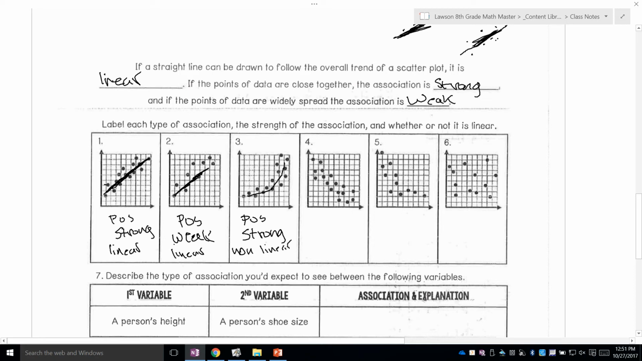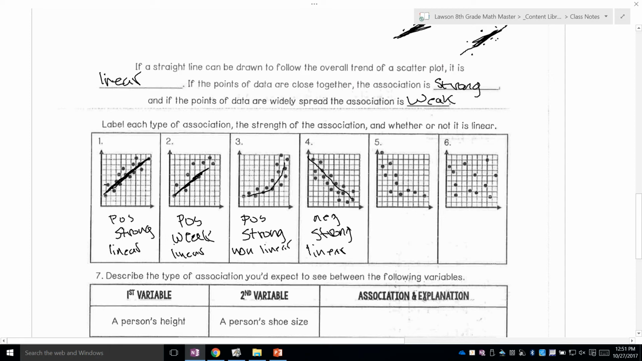Now this next one, if you follow it, seems to be moving down. Since that data is going down from left to right, we're going to say that it is negative. All of this data is really clustered pretty close together, so we're going to say that it is strong. And then, since it does seem to make a really nice line going down from left to right, I'm going to say that it is linear.